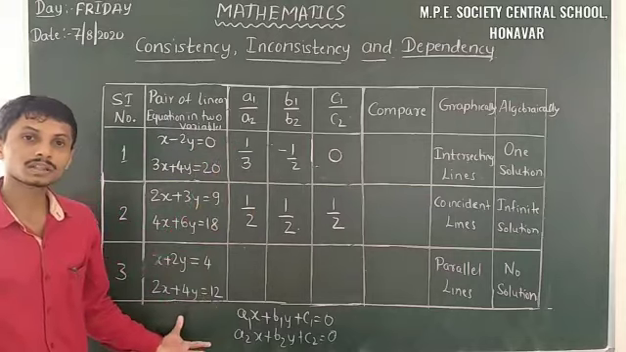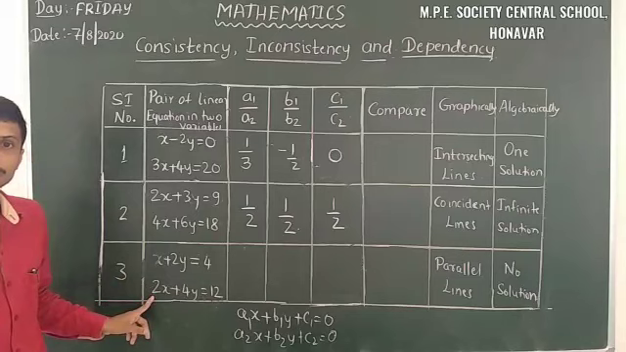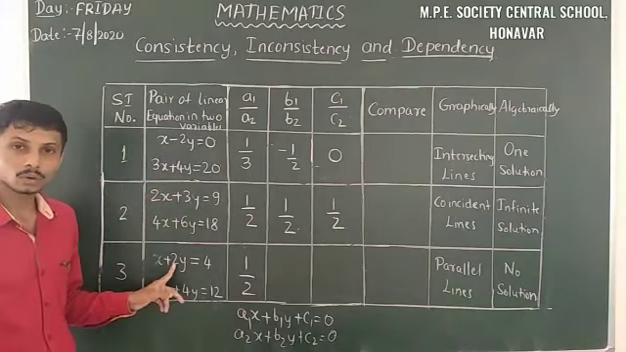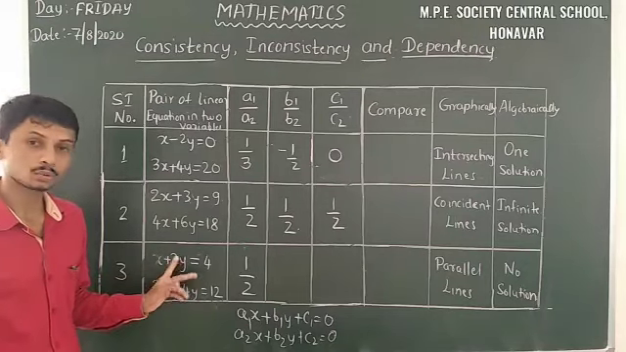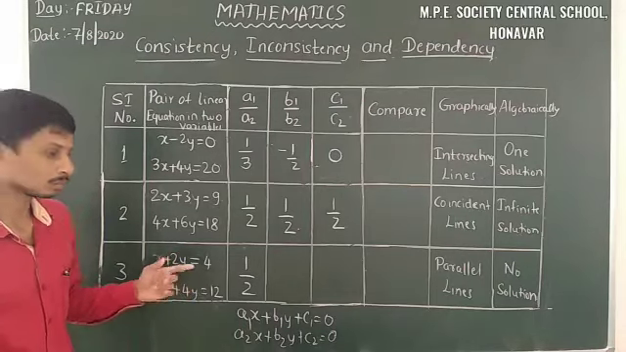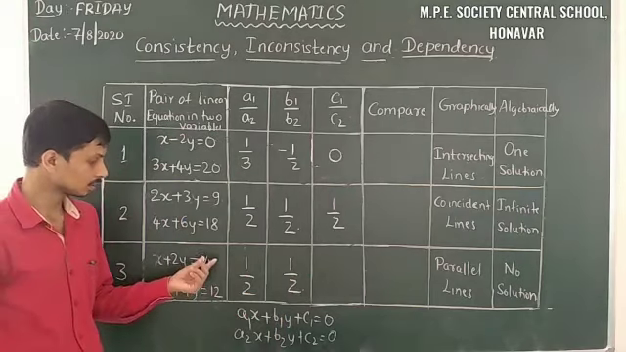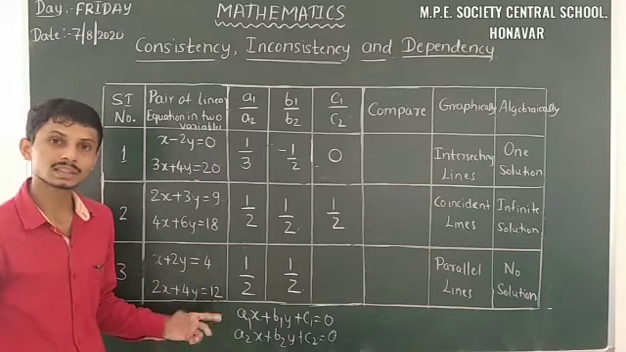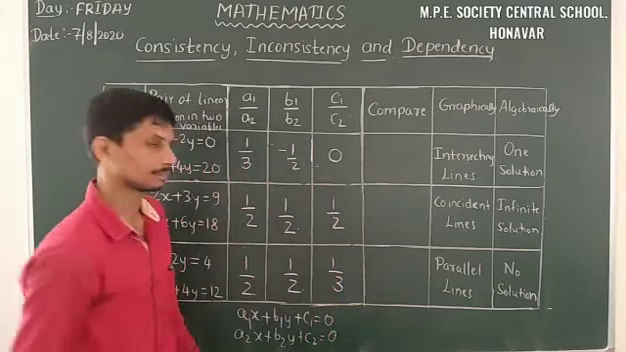Then let's come to the third point. Here a1 is 1 and a2 is 2. So that means we got the value as 1 by 2. Then here a1 is 2 and a2 is 4. So here b1 is 2 and b2 is 4. So that means 2 by 4 is equal to 1 by 2. Then let us come to the constant term c1. c1 is 4 and c2 is 12. So that means 4 by 12, that means it's 1 by 3.